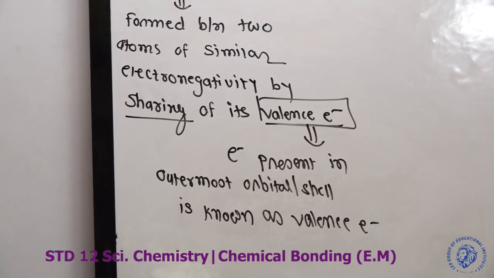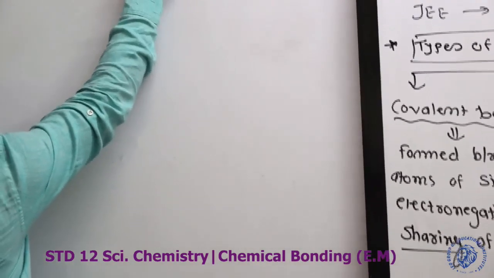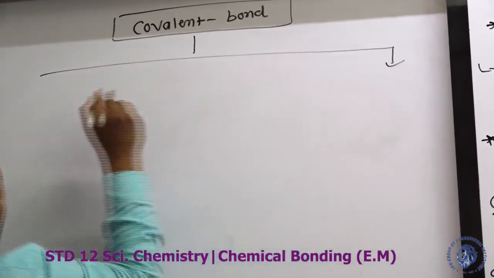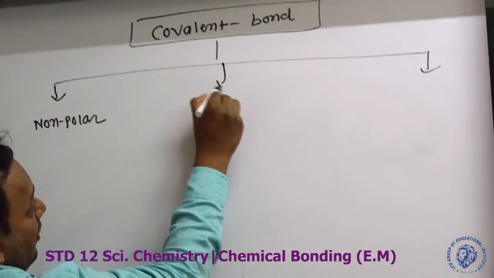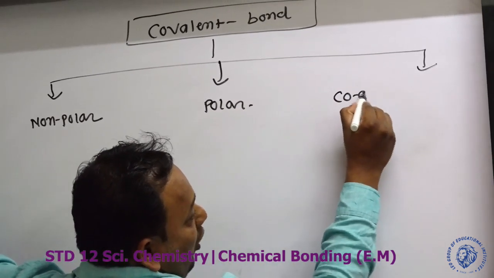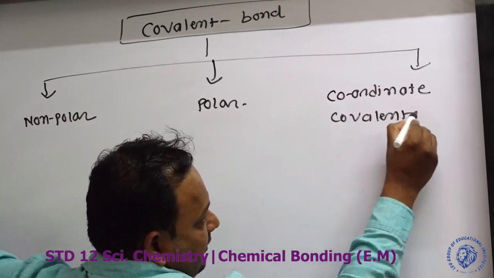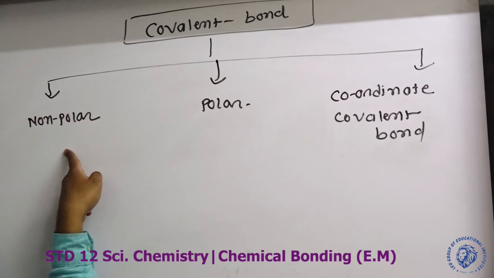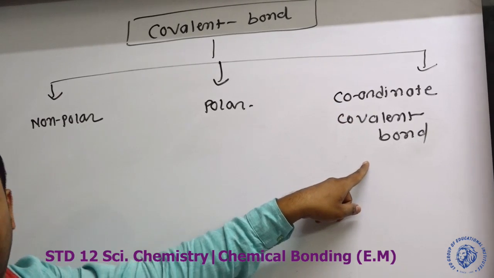Covalent bond, as the definition indicates, is formed by the sharing of valence electron. Again, there are three different types of covalent bond: non-polar covalent bond, polar covalent bond, and the third category of bond is called coordinate covalent bond. Covalent bond is basically divided into three types: non-polar covalent bond, polar covalent bond, and coordinate covalent bond.